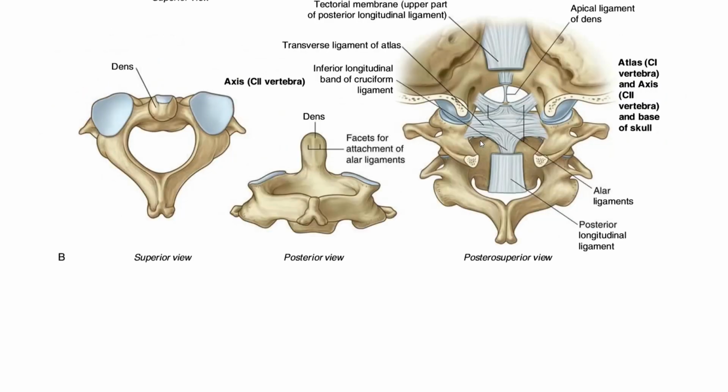So this is the second cervical vertebra, called the axis. It has the dens and an articulation site for attachment with the atlas. Also, another important ligament is the alar ligament. It attaches to the two superolateral surfaces of the dens and connects the dens to the medial surface of the occipital condyle.